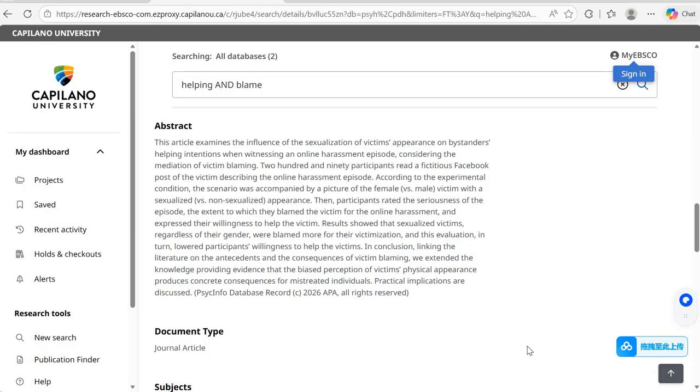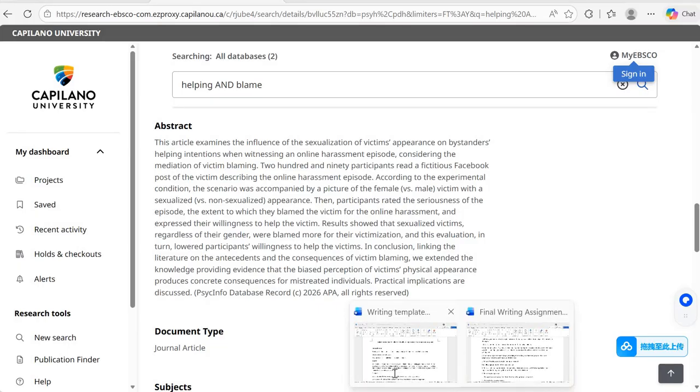If the title looks interesting, you read the abstract. If the abstract looks interesting, you have to download the full article. You need to read the full article to do a proper job in reviewing and citing the article. See, this article examines the influence, scenarios, female. Yeah, this one could be relevant.